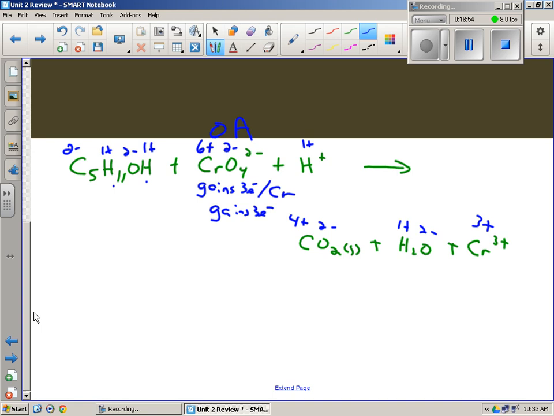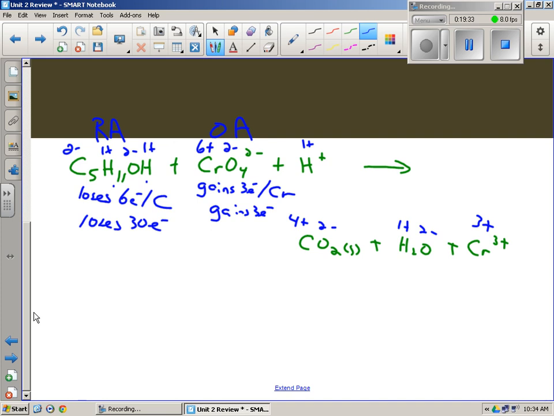C is going from a 2 minus to a 4 plus. So, once again, that's being oxidized. It's going up in charge. If it's going up in charge, it's being oxidized, so therefore that's your reducing agent. So you got to remember that. 2 minus to 4 plus, that's a difference of 6. Yes? 6 electrons per carbon. In total here, per carbon, there's 5 carbons, so it loses 30 electrons altogether. Okay?